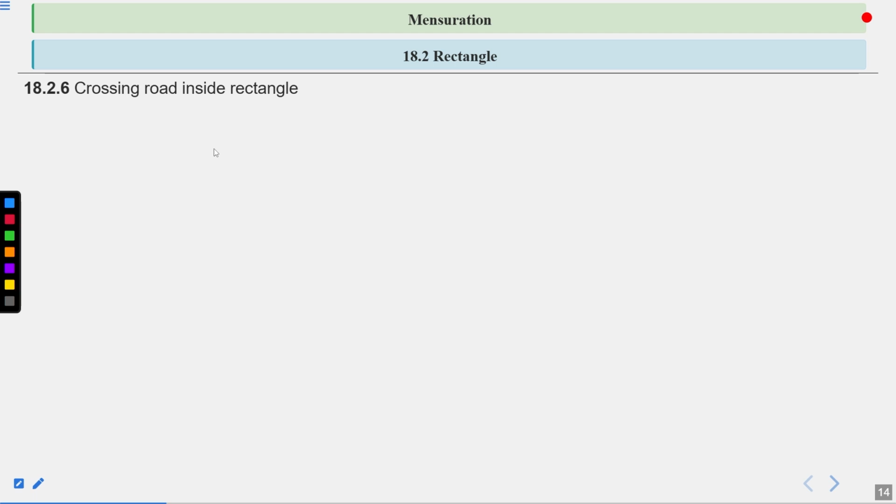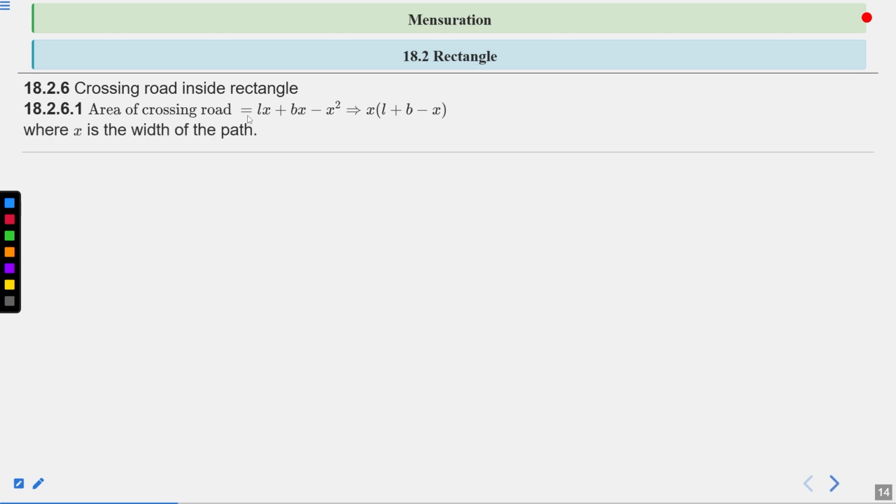Next one is 18.2.6, crossing road inside a rectangle. So the area of the crossing road, if x is the width of the crossing road, becomes Lx plus bx minus x squared, or taking x common, x times (L plus b minus x). So we get the area of the crossing road, where x is the width of the path in the rectangular field.